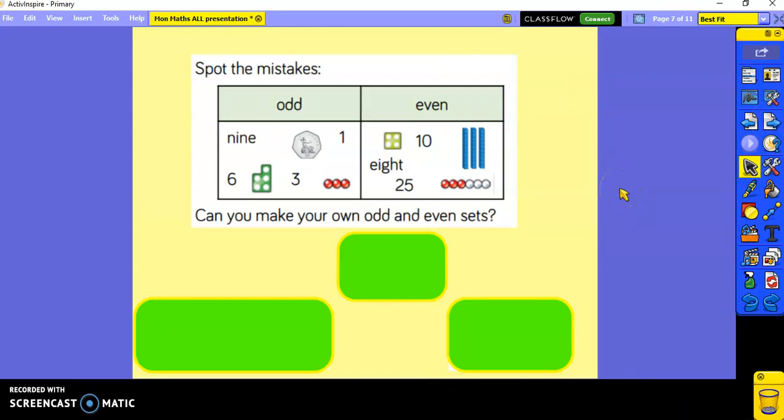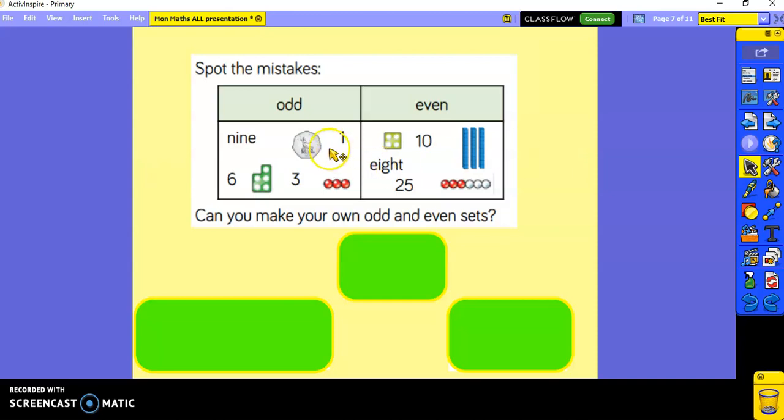Okay, here's another little challenge for you to have a look at. Spot the mistakes. So we've got a grid with odd and even, and we've got lots of different numbers and different representations. This one here is a 50p coin. I know it's quite tricky to see on the computer. Can you spot the mistakes that someone has made here? So pause your video and have a look. Then can you add your own odd and even sets?